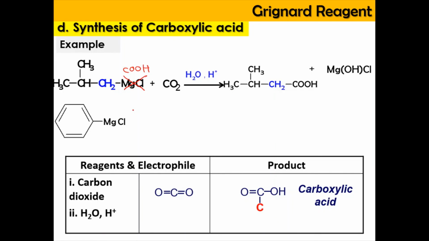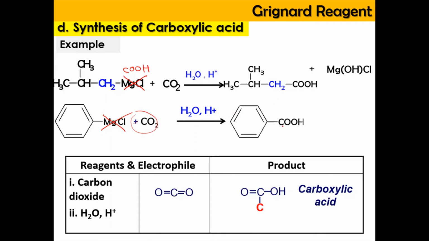Now, if we look into another example of the aryl halide or the aryl Grignard reagent, where it is attached to an aromatic ring, when it reacts with carbon dioxide followed by hydrolysis, we're going to remove the MgCl and replace it with COOH, which is the carboxylic acid. And the side product here is going to be MgOHCl. Alright, and this is the summary that I have talked about just now. So when a Grignard reagent reacts with carbon dioxide with hydrolysis, we're going to produce a carboxylic acid.